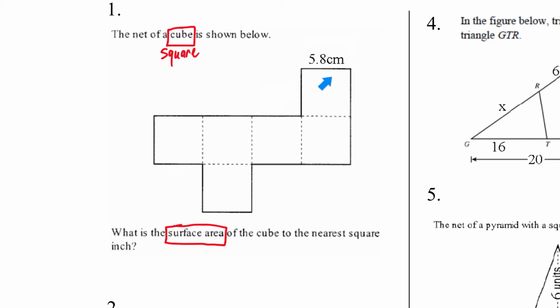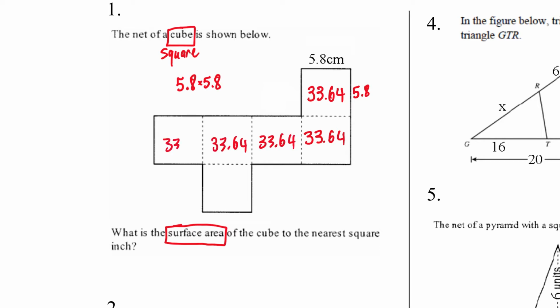So how am I going to find the area of a square? Length times width. So we're going to do 5.8 times 5.8. What does that give you? 33.64. Okay. Since this is a cube and those are squares, they're all going to have the same area.